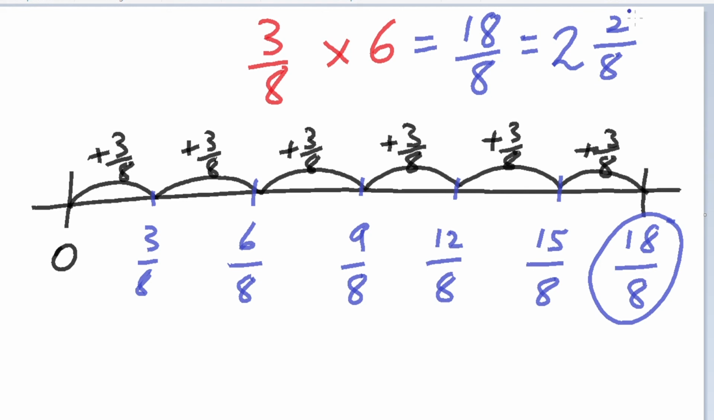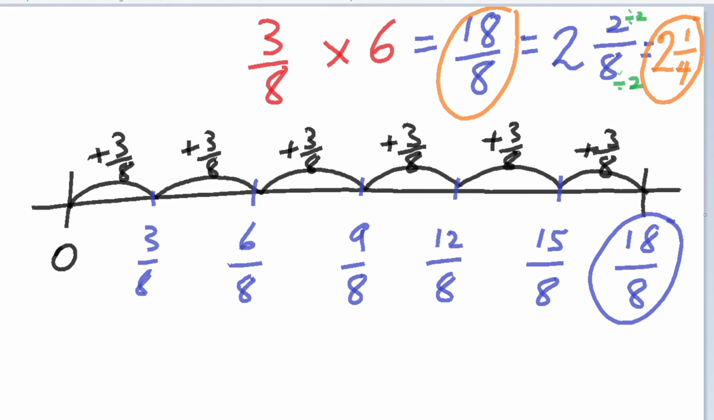But wait a minute, this fraction looks as though it can be simplified. And how do we know? Well, we know that both 2 and 8 are even numbers, which means that they're both divisible by 2, right? So I'm going to put 2 divided by 2 up here, 2 divided by 2 down here. 2 divided by 2 is 1, and 8 divided by 2 is 4. So 18/8 is actually the same as 2 and 1/4. So both of these answers are acceptable.